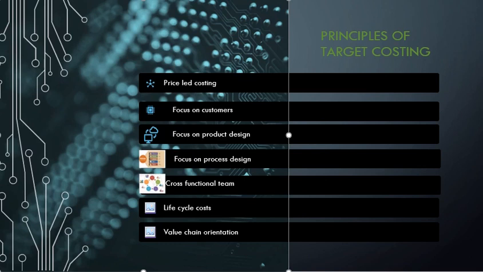Next is value chain orientation. When I speak about value chain orientation, sometimes the projected cost of a new product is above the target cost. Then efforts are made to eliminate non-value added cost to bring the projected cost down. So now you have the target cost, the cost which you are supposed to achieve, the cost which you have fixed. You need to complete your task within the cost which you have fixed, which is known as target cost.